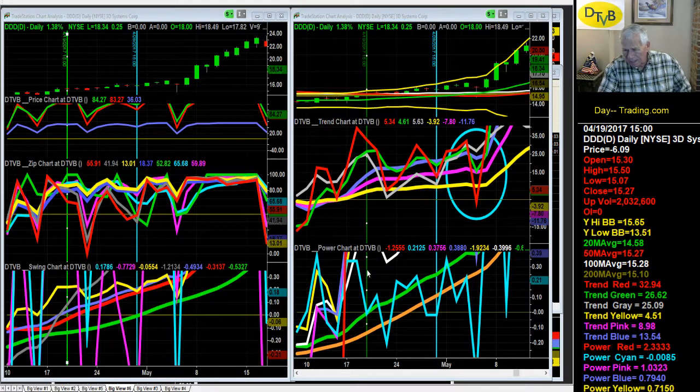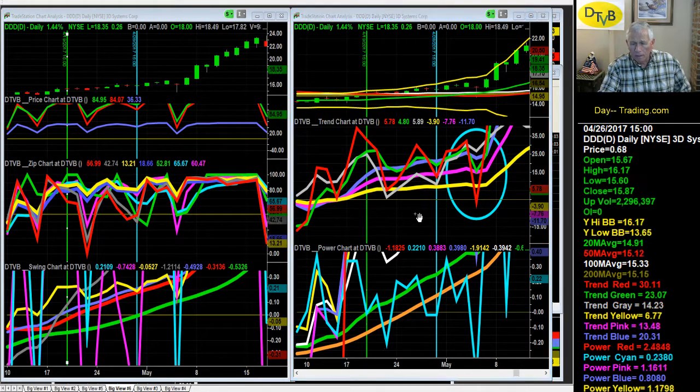Power green is at minus 0.0043. It is just a hair under 0, and it's going up. And you can see the separation in your blue, pink, and yellow lines. They're getting wider, and it's going up. Even though your price is coming down, it's starting to identify that situation.